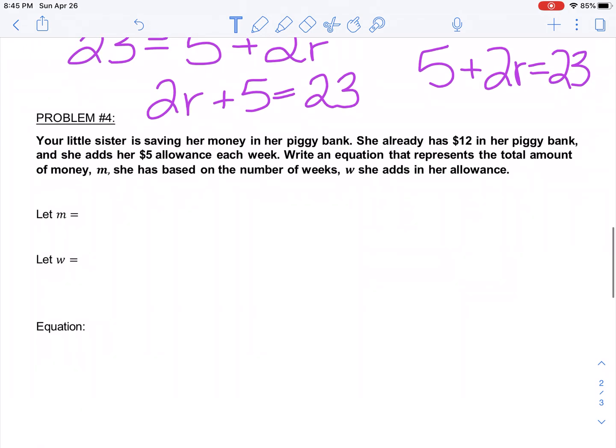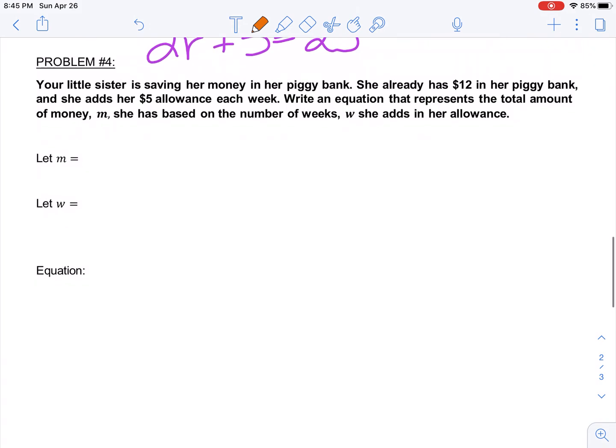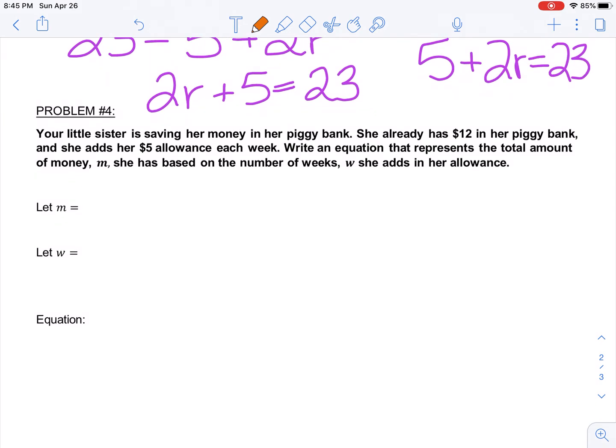Okay, last problem. Here we go. Problem number 4. Your little sister is saving her money in her piggy bank. She already has $12 in her piggy bank. So no matter how much money she's saving, $12 is already in there. So that is her $12 in addition to whatever she saves.